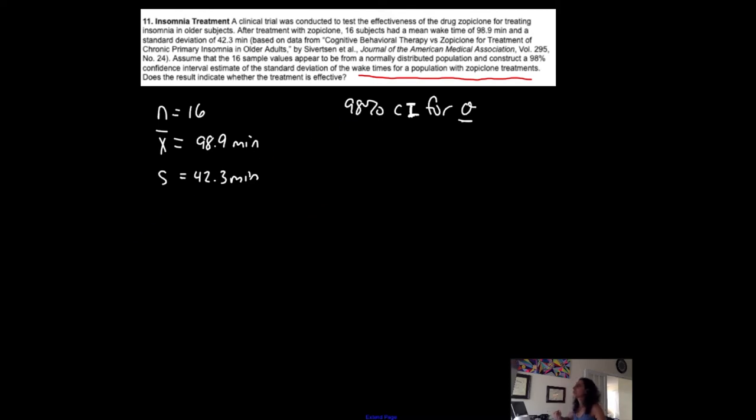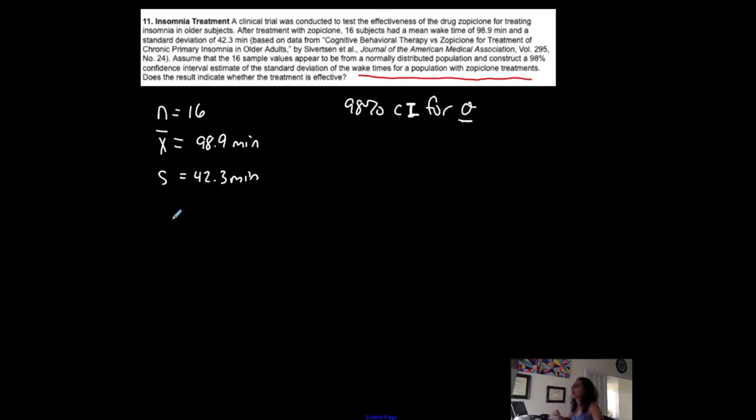First things first, that means I'm using this formula. So what do I need? I need n, I have n. I need s, I have s. And I need the right-tailed and the left-tailed chi-squared critical value. Now, you don't always have to draw the curve, but I'm going to draw it for you so you can see it. Once I have a confidence level, I can find my alpha, which is 1 minus the confidence level.